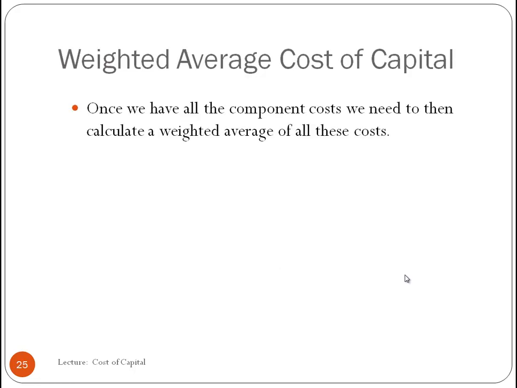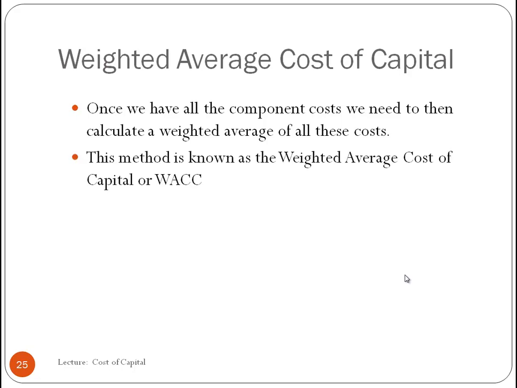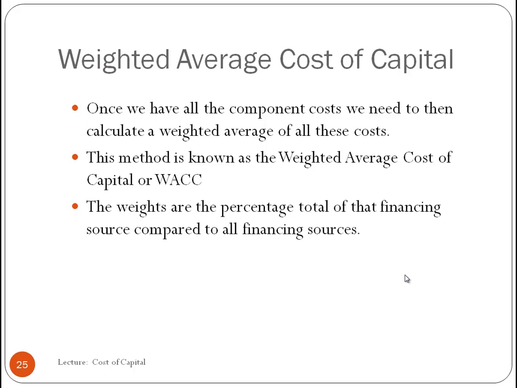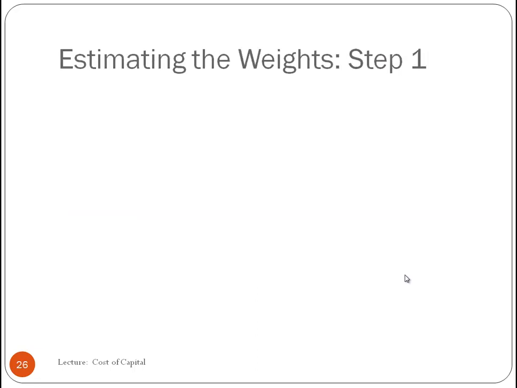So now, once we have all these component costs, we can finally move on to the weighted average of the costs, the weighted average cost of capital. Right? That's what this method is known as. And the weights are the percentage total of that financing source compared to all financing sources. And again, we're looking at the financing that's provided by the lenders and the shareholders. So let's do that next. So estimating the weights. This is step 1. We need to estimate the weights.